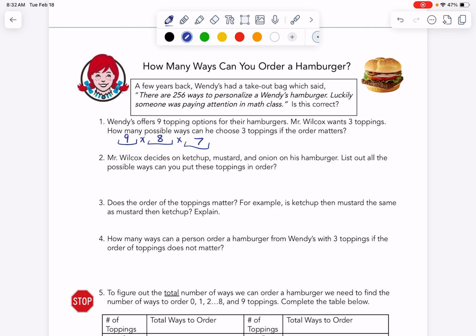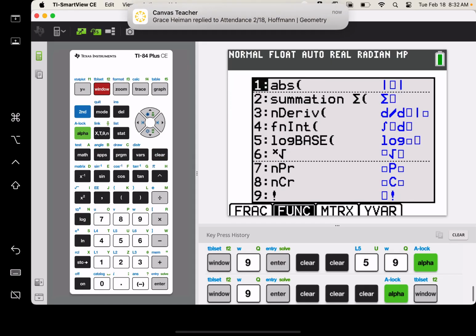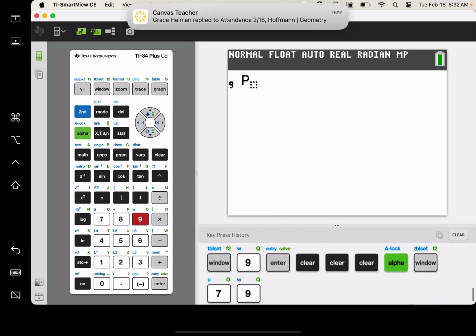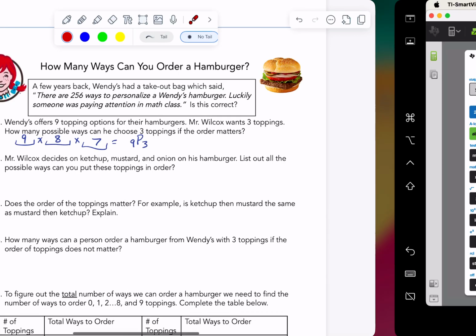So we're considering an onion cheese ketchup burger to be different than a ketchup cheese onion burger. So 9 times 8 times 7, this is just 9 permute 3, because we have 9 options in that first slot. We have 3 slots total. If I go into the calculator, I can do alpha F2 and then number 7 and do 9 permute 3. And that gives me 504 different options.